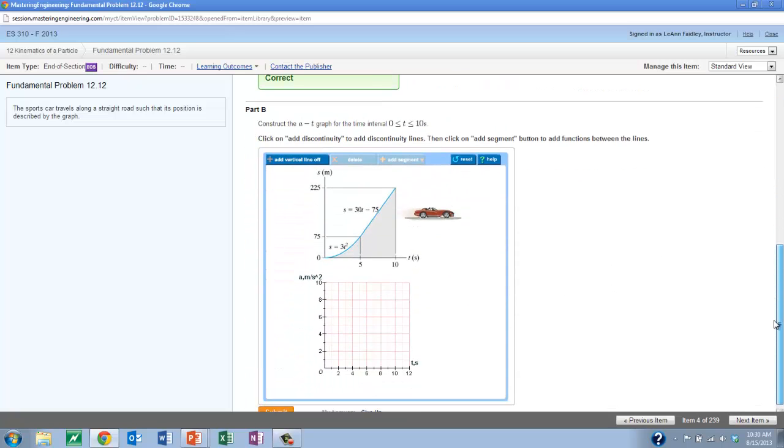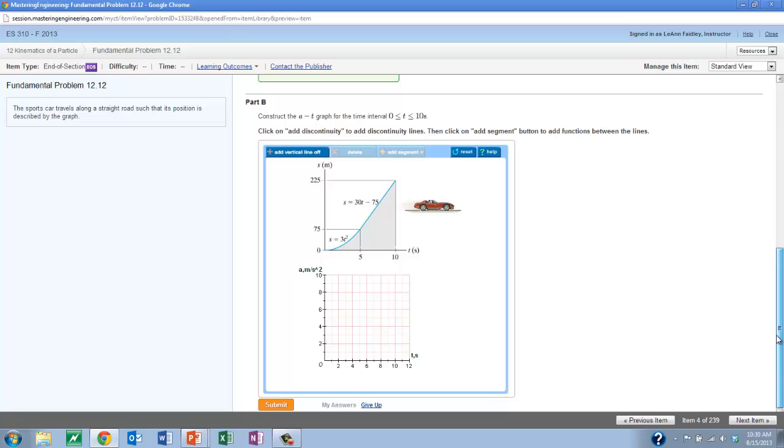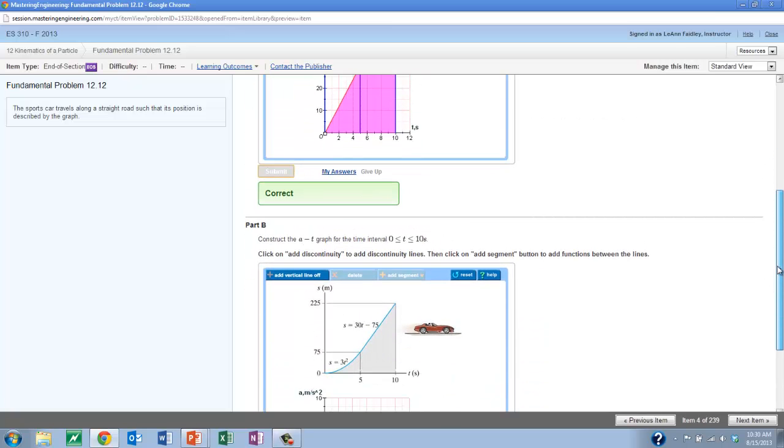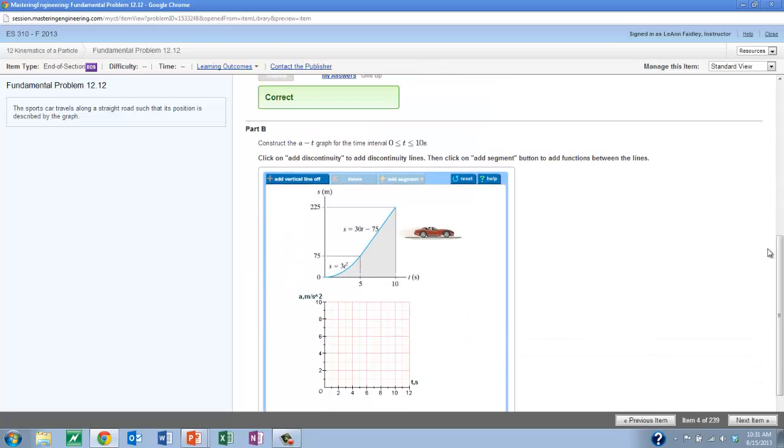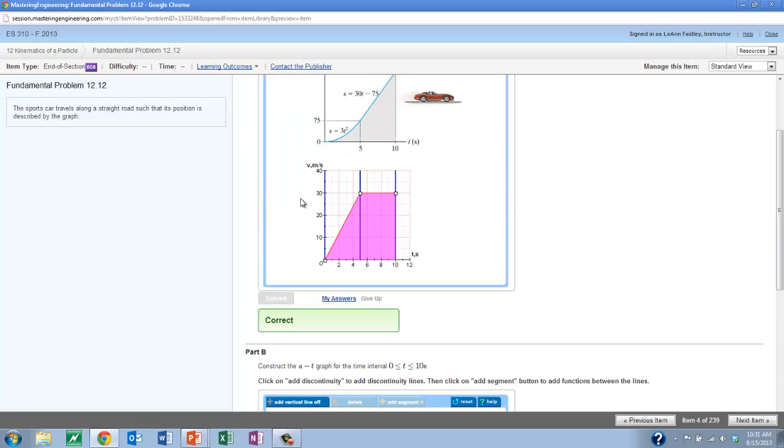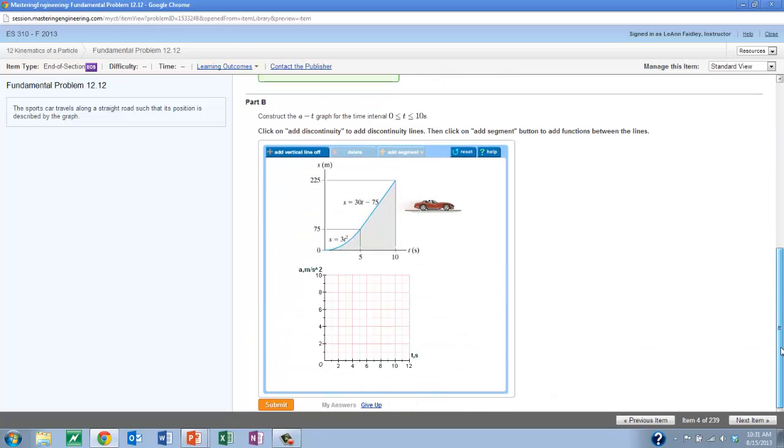So in the next part, we need to graph the A versus T graph. It's much easier to graph the A versus T graph by looking at the V versus T graph first, right? So instead of looking at the S versus T again, we're going to look up here. First of all, the same 2 regions exist. So let's add those same 2 regions. We're going to add a vertical line. One at 0, one at 5, one at 10. We will modify those to be exactly 10, and exactly 5, and exactly 0.